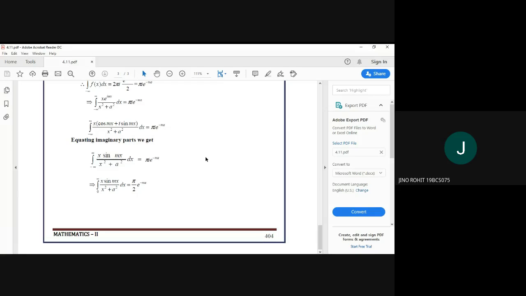So if you multiply that odd into odd, take f of x equal to x sin mx. Now replace x by minus x in the numerator. So we'll get minus x, and here we will get minus sin mx. So minus minus is plus. So we got the same function again. Because of that reason only it becomes an even function.